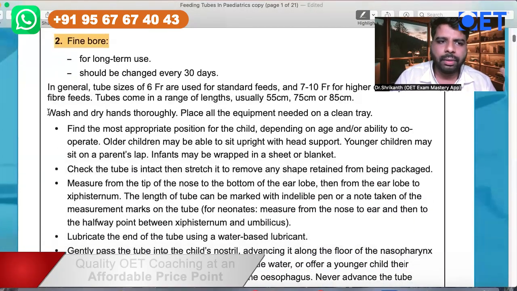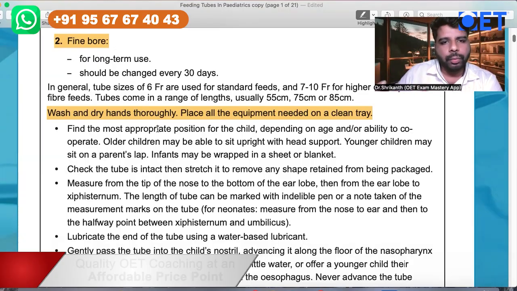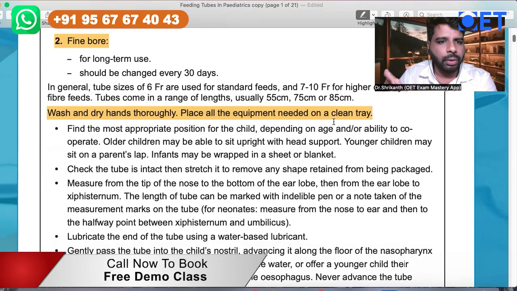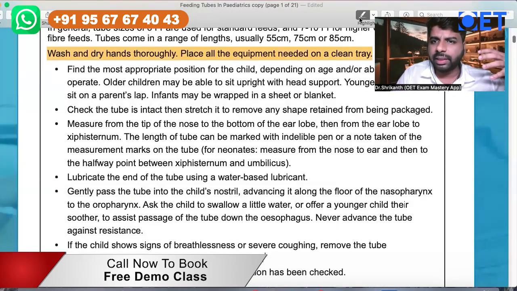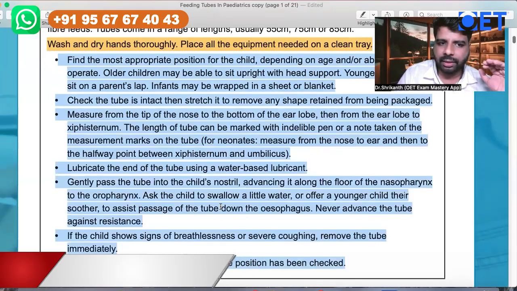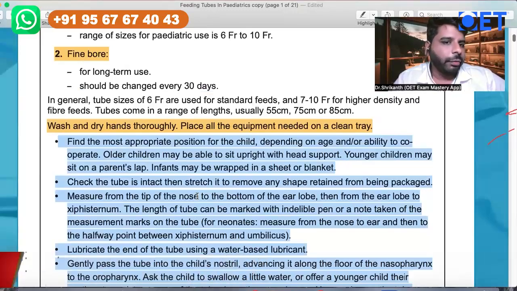And then we have one heading over here as well: wash and dry hands thoroughly. So here they're talking about the process. When we are inserting the tube in a pediatric patient, we need to wash our hands, dry our hands, place all the equipment needed on a clean tray, and then we have all these steps over here. So again, there is no need for you to read the content. As I told you, content should never be read without an aim or without a focus. Always with an aim, with a focus only, we need to read the content. So there is no need for you to read that.